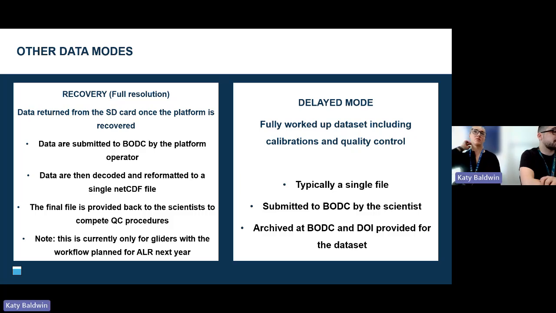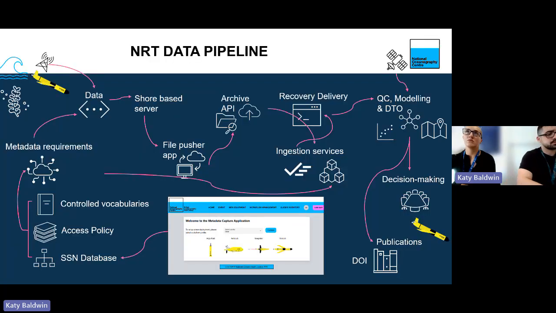Delayed mode data, on the other hand, are also received post-deployment, with calibrations and quality control applied by the principal scientist, so usually that is received at a later date. Also, typically a single file per deployment, which is archived at BODC, and we can process and provide a DOI for use in future publications.